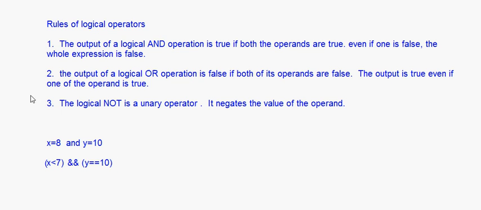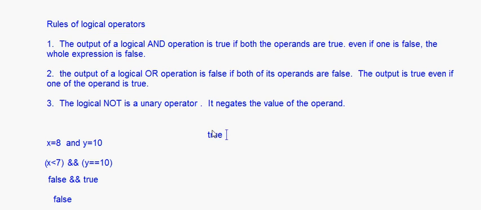Now here you see, x less than 7, 8 less than 7 is false. So it becomes: false and true. False and true, the result is false, because if you have an AND operator, then both should be true. The truth table of this I'll show you.